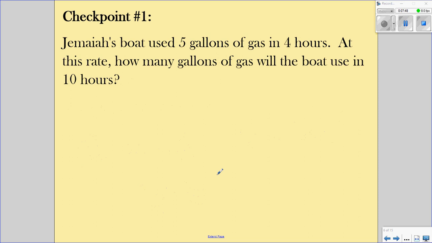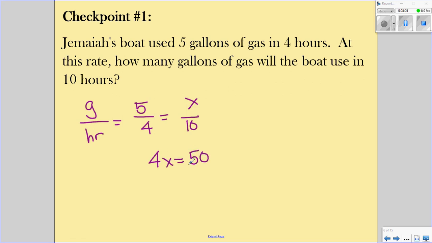Alright, Jeremiah's boat used 5 gallons of gas in 4 hours. So we have gallons to hours. So I'll have 5 to 4. At this rate, how many gallons of gas will the boat use in 10 hours? So I want to know how many gallons for 10 hours. Set it up, cross multiply, solve, and then once you get your answer, make sure you put your label.